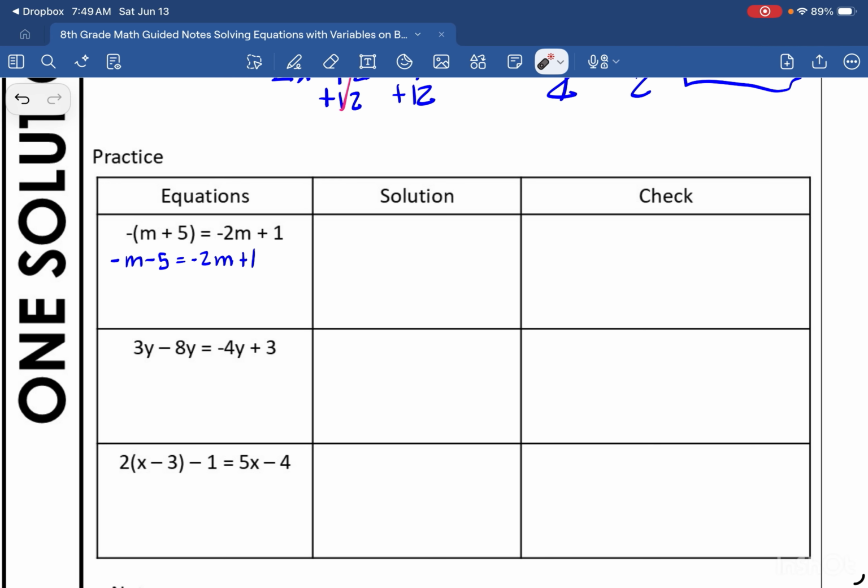Looking at this, I can add 2m to both sides or add m. I'm going to go ahead and add 2m. Again, if you do it differently, you will get the same answer. So adding 2m to both sides, negative m plus 2m gives me m minus 5.